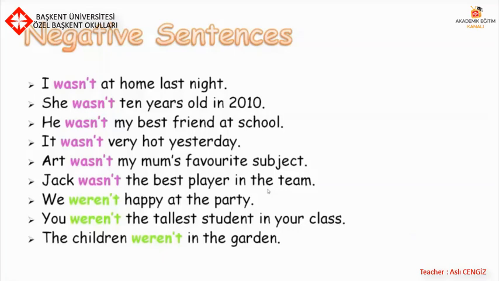So, as we said before, we use wasn't or was not with I, he, she, it, or any other singular noun, and we use weren't with we, you, they, or any other plural noun to make negative sentences with the past form of the verb to be.